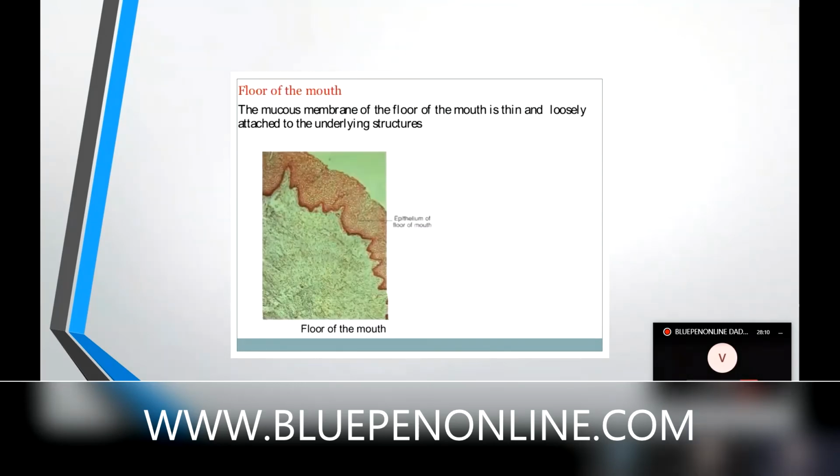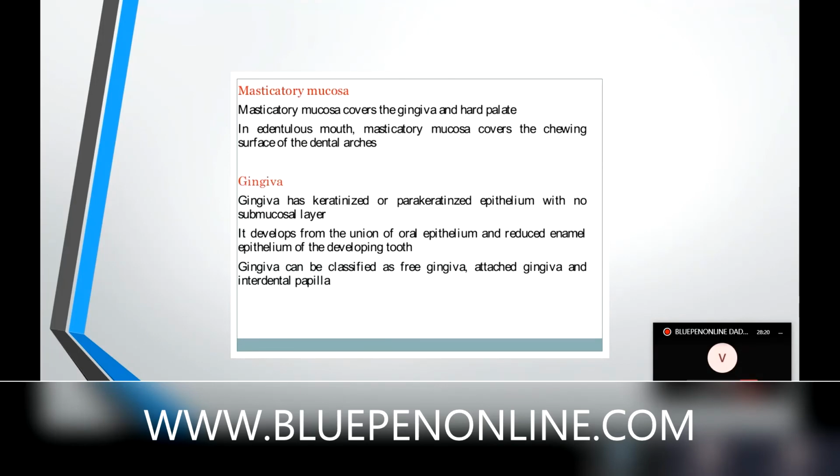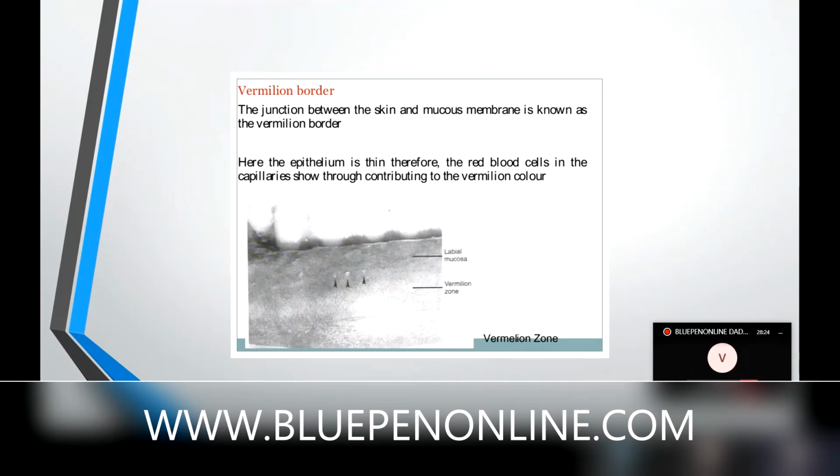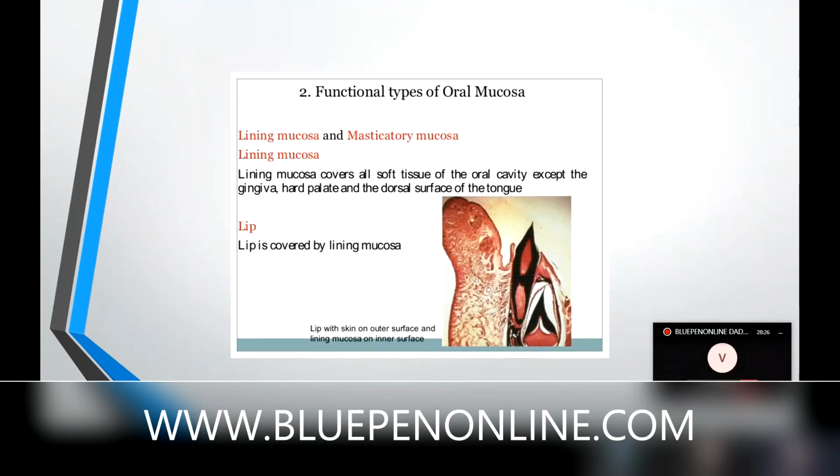Then coming to floor of the mouth, the mucous membrane of the floor of the mouth is thin and loosely attached to the underlying structures. That is all about lining mucosa: floor of the mouth, cheek, ventral surface of the tongue, vermilion border, and the lip.